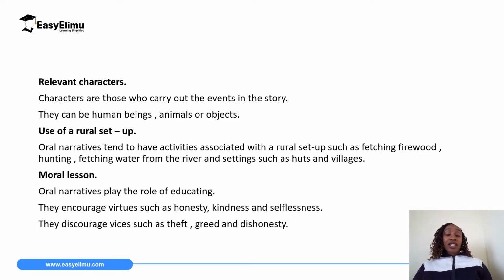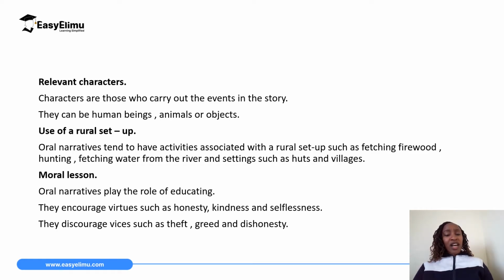Another characteristic of oral narrative is that oral narratives have relevant characters. Characters are people who carry the story. They don't have to be people. They can also be things. They can be animals. They don't necessarily have to be people because again, in ogre stories, there may be characters that are people, but there's also the character that is an ogre, and an ogre is not a person. So if you ever find yourself narrating an oral narrative, ensure that the characters you use are relevant.